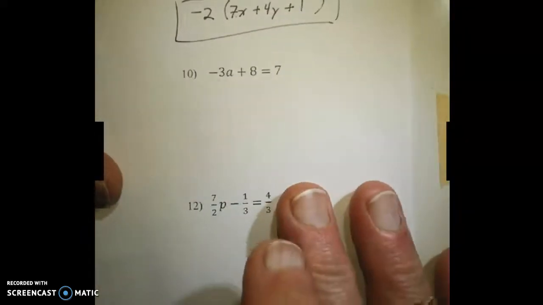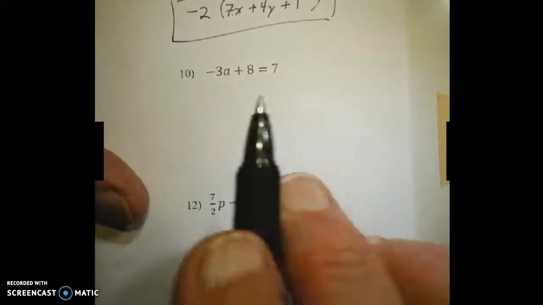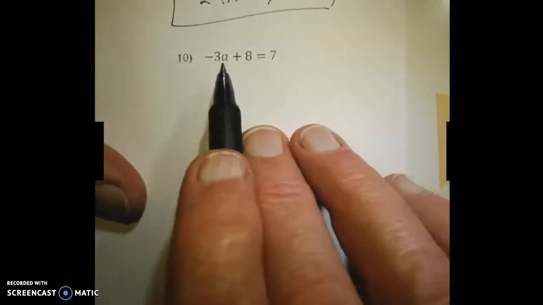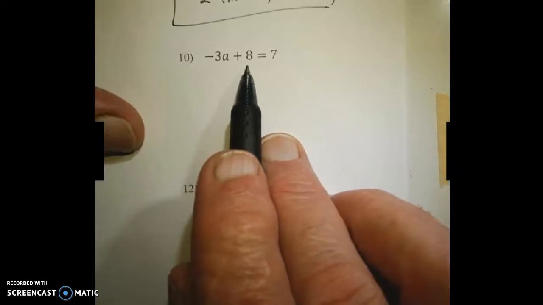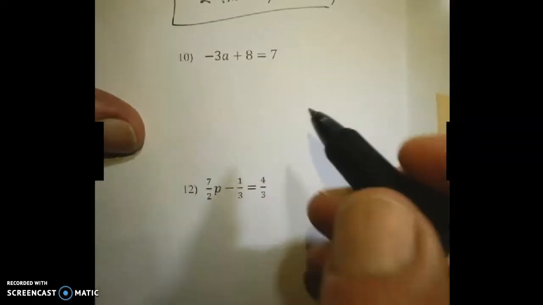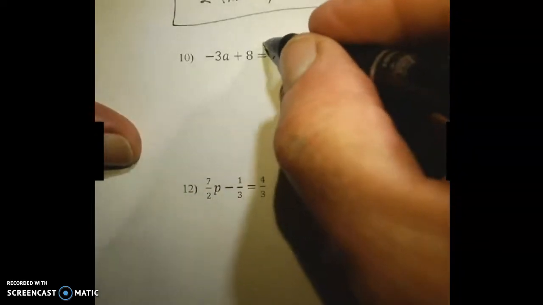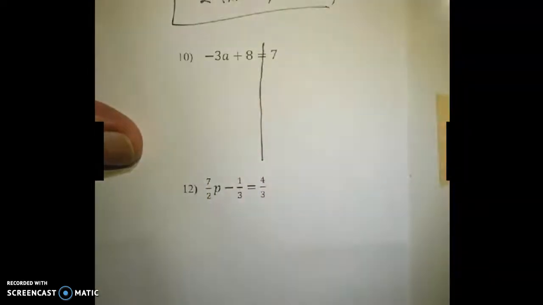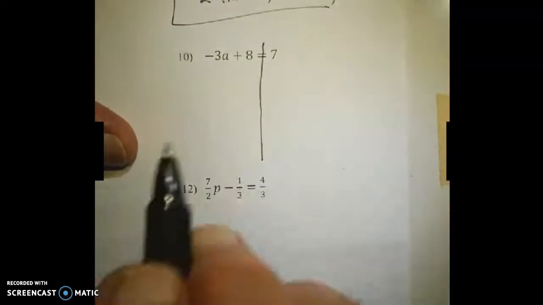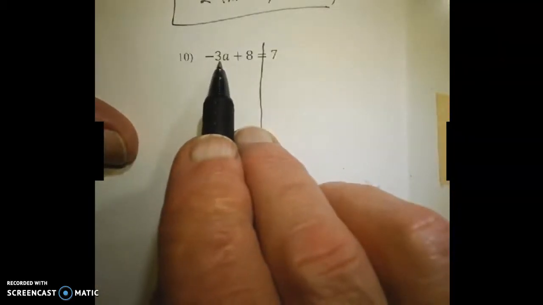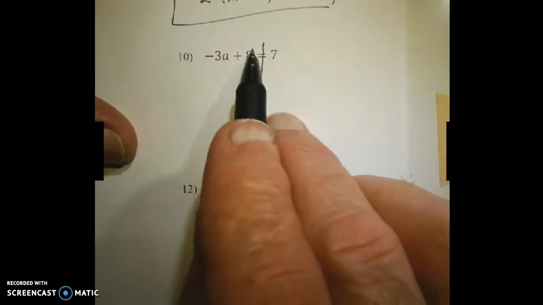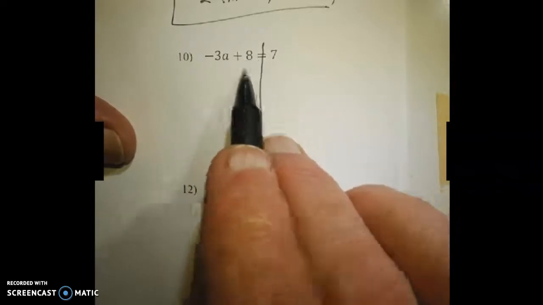Problem 10, same thing. We want to isolate the variable. We need to get the a by itself. This time they're doing two things to the a. First thing again, I'd like you to have a line through the equal sign because the equal sign needs to come straight down the page. They're doing two things. A is being multiplied by negative 3, and they're adding 8 to it.